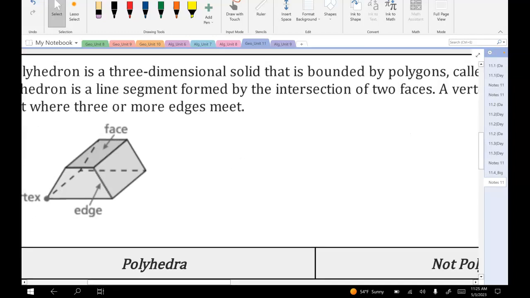So you can see on this polyhedron, each face is its own polygon. Like the top face is a rectangle, the two on the sides are rectangles, that's 2, the base is a rectangle, and the two ends of it are trapezoids. So the faces of polyhedrons all have to be polygons.